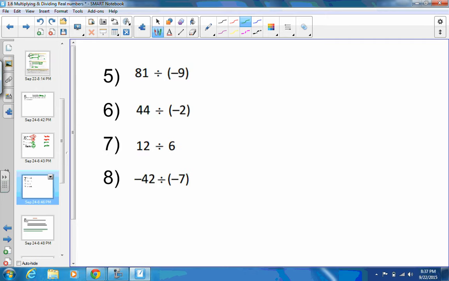All right, number 5 says 81 divided by negative 9. We have one positive, one negative, so the answer is going to be negative. And 81 divided by 9 is 9, because 9 times 9 gets 81. So we have negative 9.